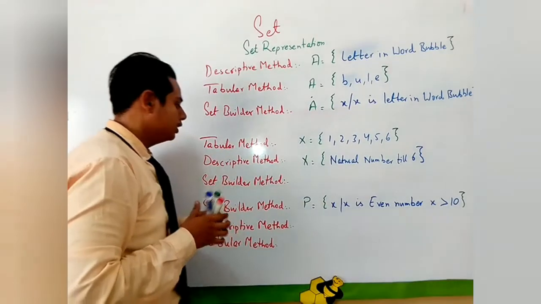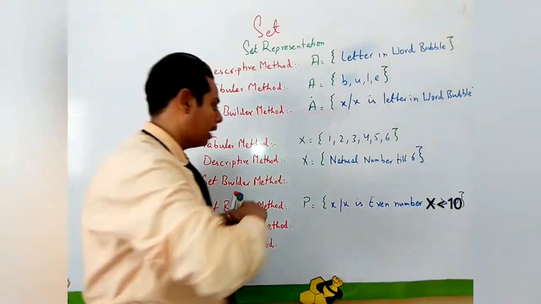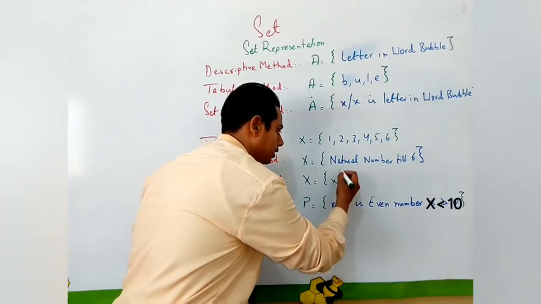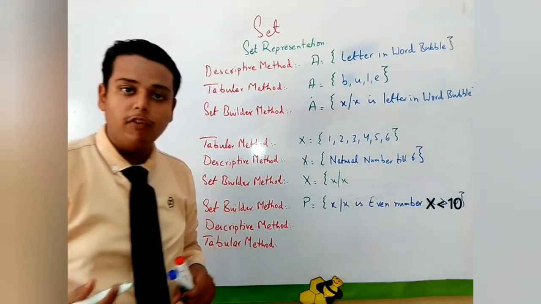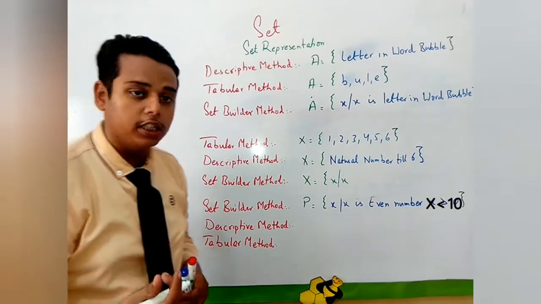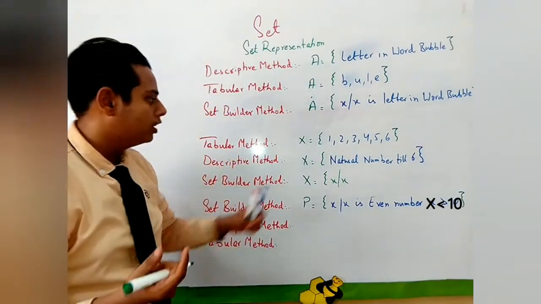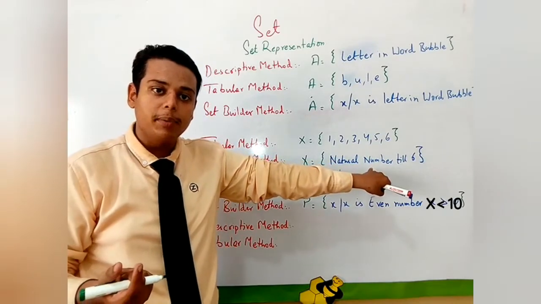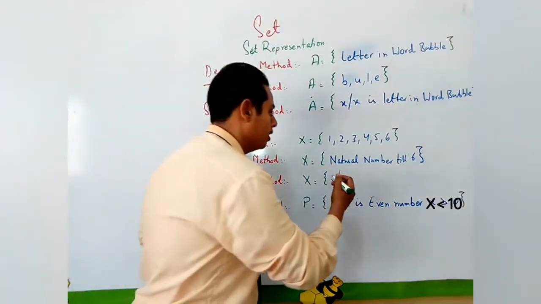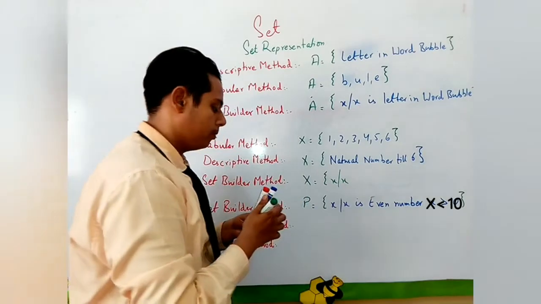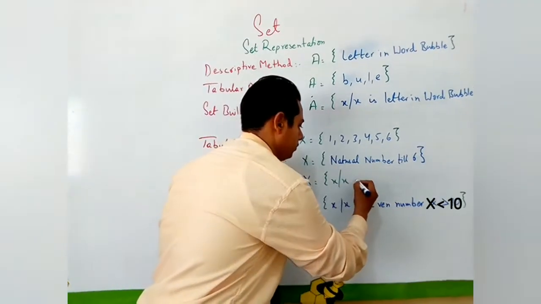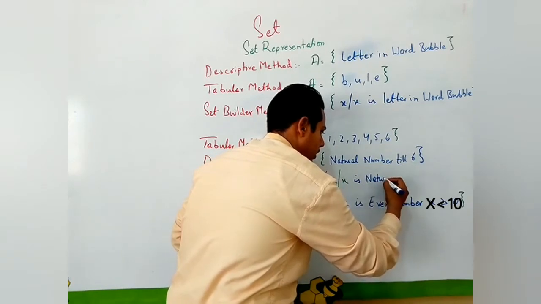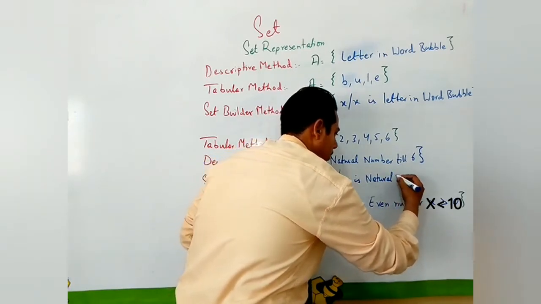Fine. Okay. The first step is that simply you need to write x such that x. Now you have to tell the special thing or property of the set. What is the property of the set? It's a natural number. इसमें क्या है हमारे पास? Natural number. So what you will write? X such that x is a natural number.